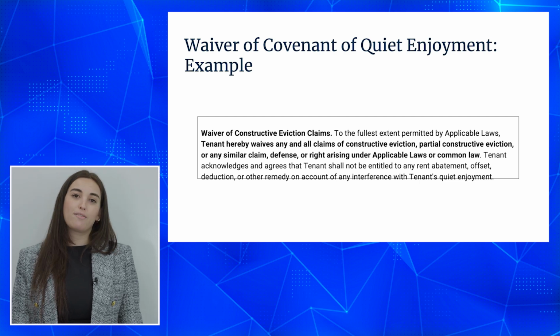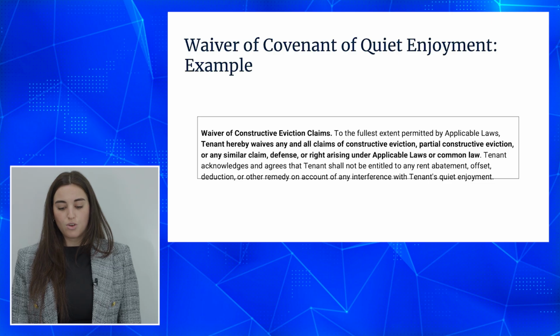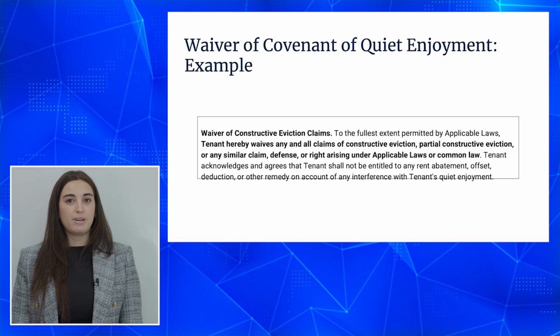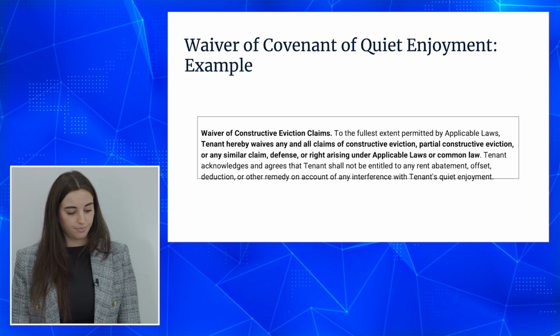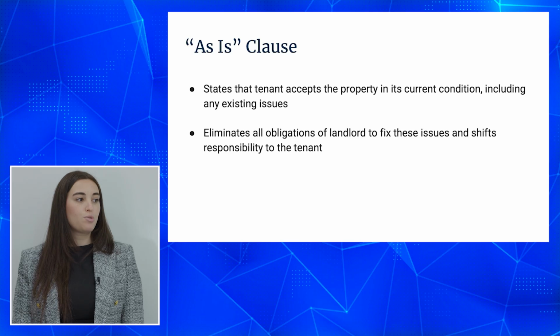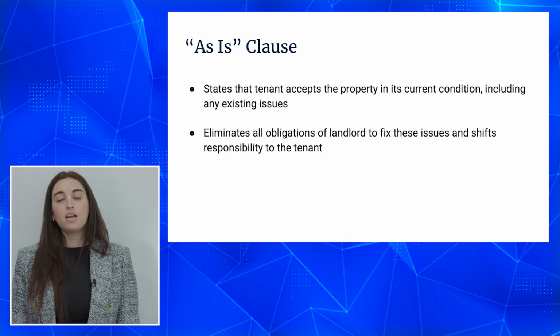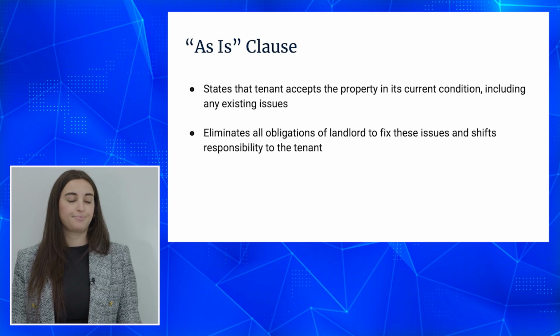Here's an example of a waiver of the covenant of quiet enjoyment, and it explicitly states that the tenant waives any and all claims of constructive evictions along with other related remedies such as rent abatements. Finally, the as-is clause. This states that the tenant accepts the property in its current condition, including any existing issues. This also eliminates all obligations of the landlord to fix any aspect of the property before the tenant takes possession.